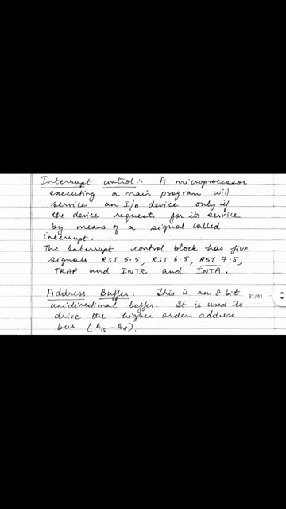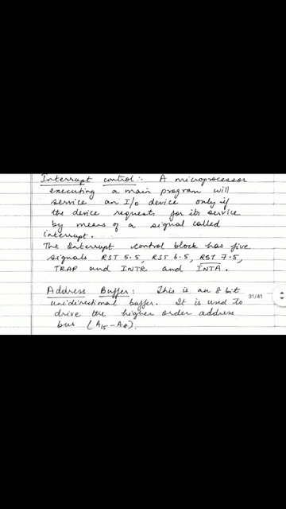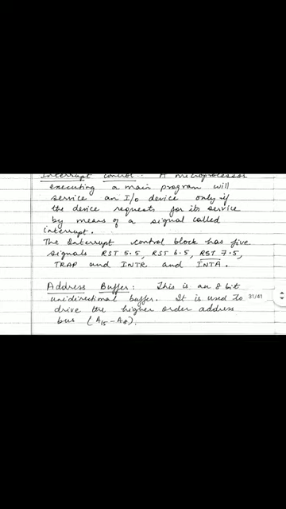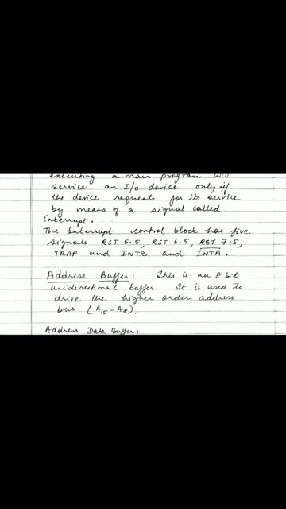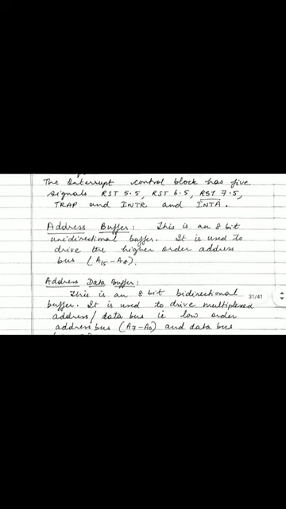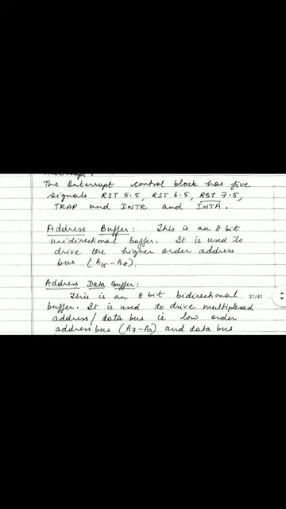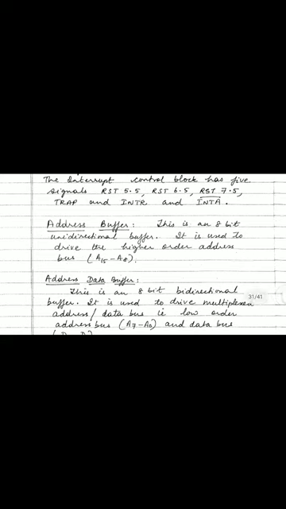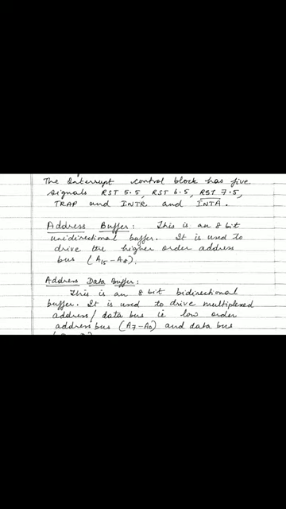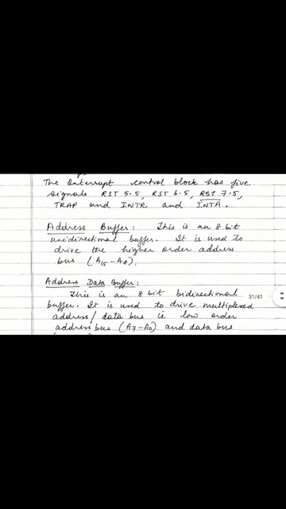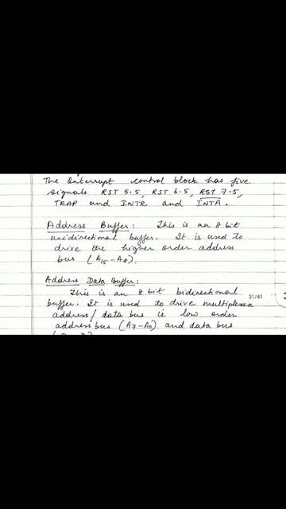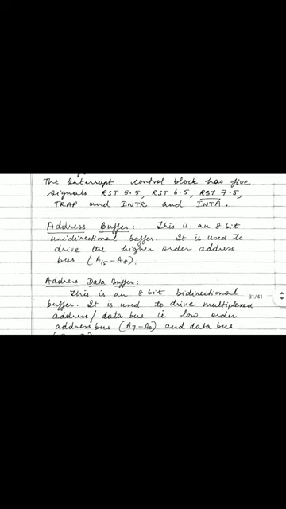Next one is interrupt control. A microprocessor executing a main program will service an input output device only if the device requests service by means of a signal called interrupt. See, interrupt means, for example, some task is going on in the background, or you are performing some particular task, and suddenly any message comes, for example virus indications, that is a kind of interrupt, which means it interrupts while some program is under process.